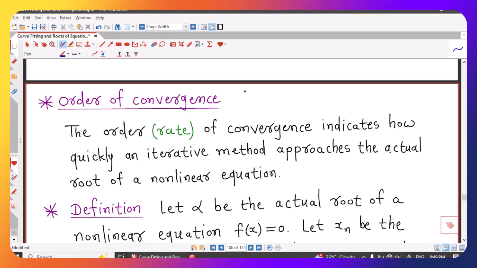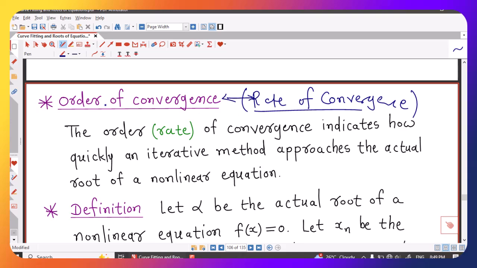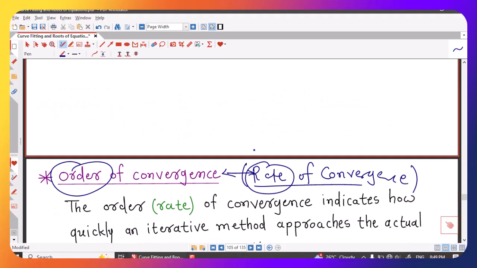Some authors use another term instead of order of convergence: rate of convergence. Some authors or textbooks consider these two terms, order and rate, as synonyms of each other, and some books distinguish them. Order of convergence they consider as the speed at which the error is reduced.